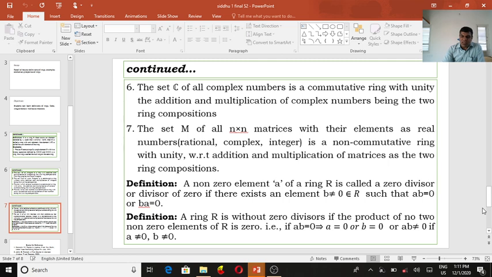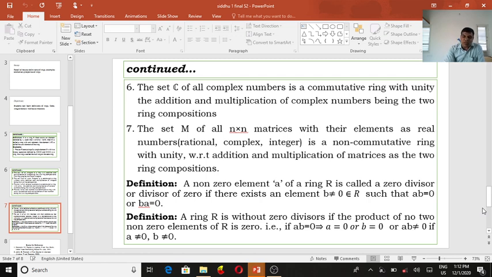Suppose we take a similar Z6. 2 not equal to 0, 4 not equal to 0. What is the product? 2 into 4 is 8. 8 can be written as 2 in Z6, and 2 is not equal to 0. The product should not be equal to 0. This is called without a zero divisor: A not equal to 0, B not equal to 0, the product AB not equal to 0.